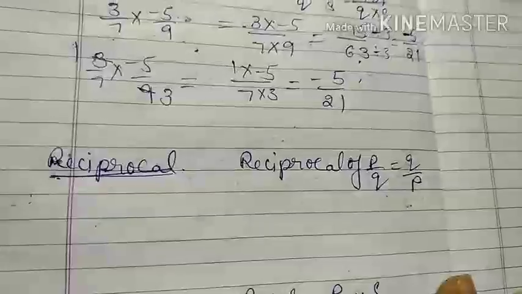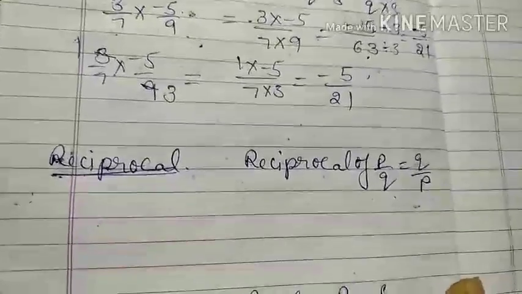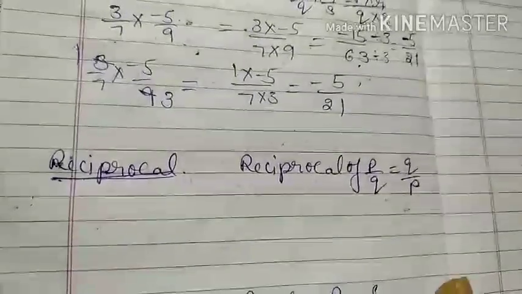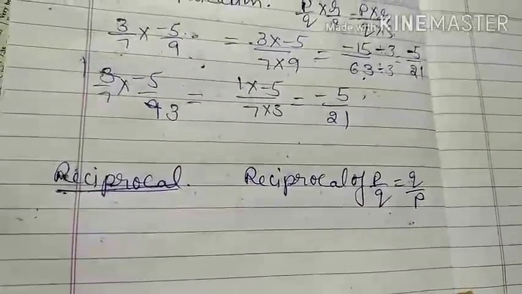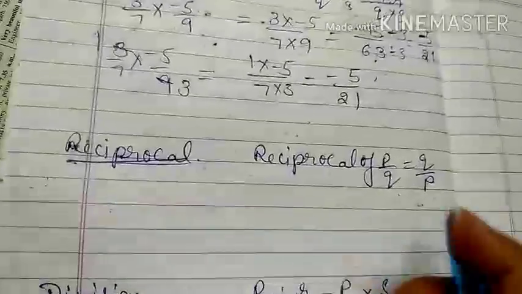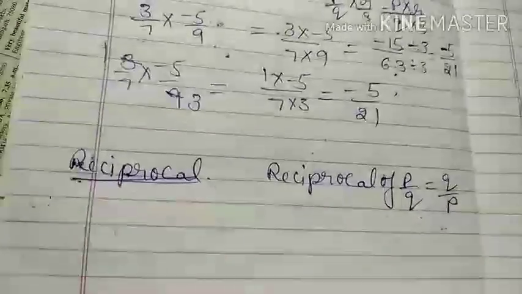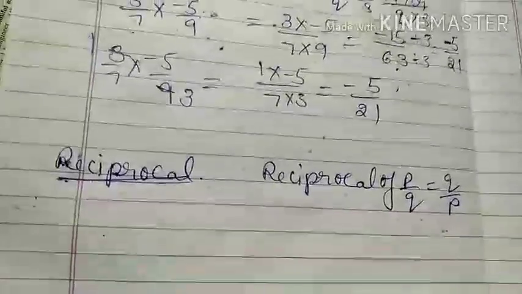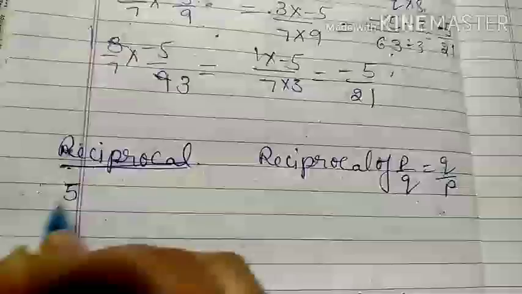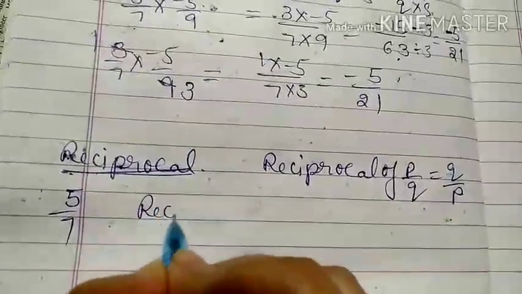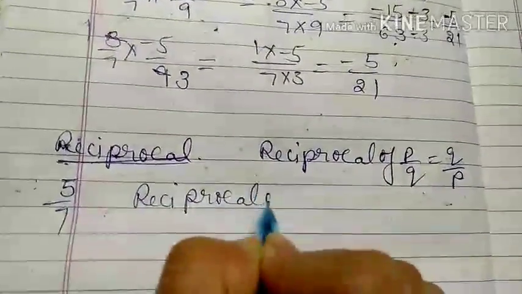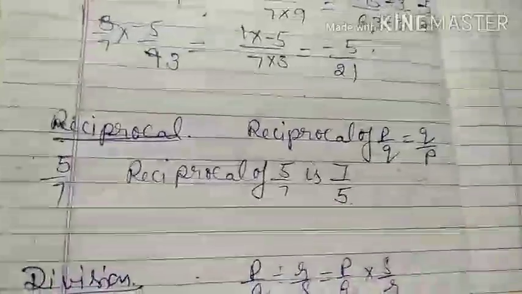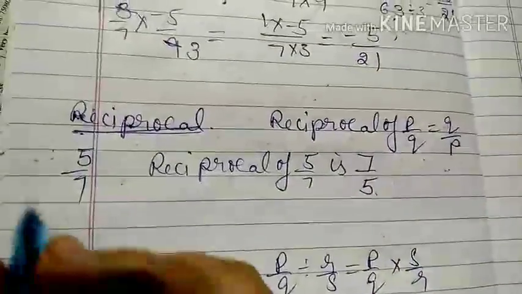Next is reciprocal. Reciprocal we also call multiplicative inverse. That means the number by which you multiply any rational number, your answer will be 1. Before that, we will see what a reciprocal is. Reciprocal means you just interchange the numerator and denominator with each other. If I have a number like 5 by 7, the reciprocal of 5 by 7 is 7 by 5.